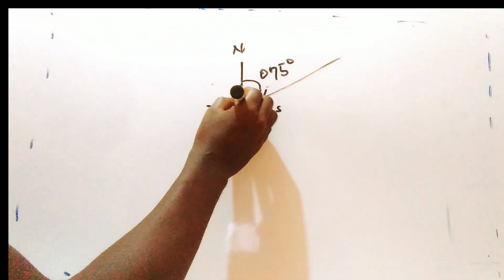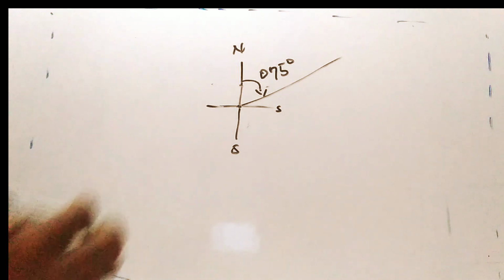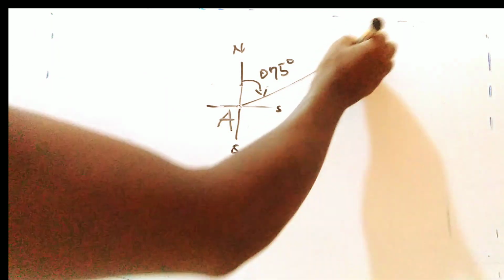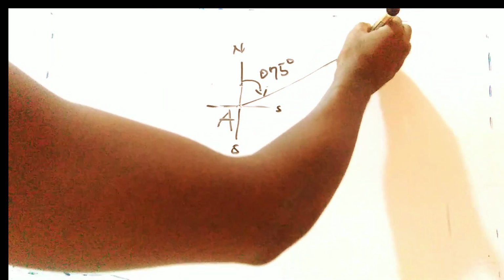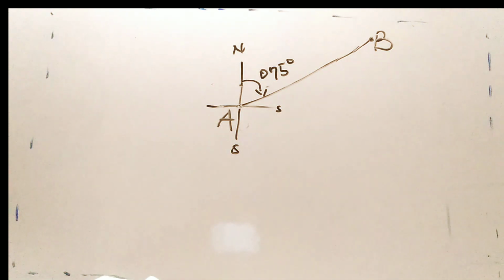Okay, now after getting this degree, the next thing to do is to put our points. We are given 2 points there. They say the bearing of B from A is 75. So the bearing is coming from A, which means that here will be our A and here would be our B. Please, if you don't understand how I place this point, take a look at my previous videos, okay?